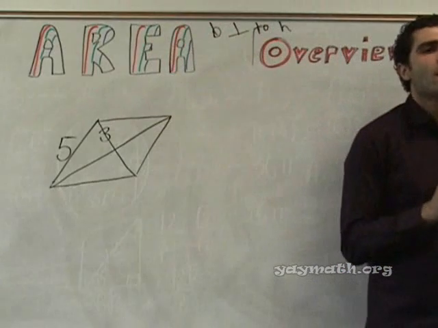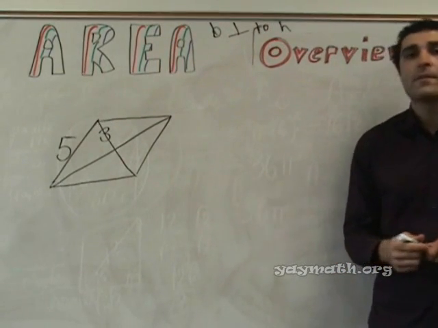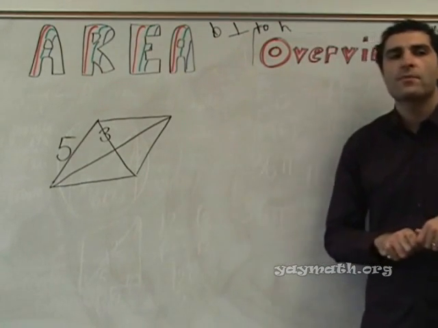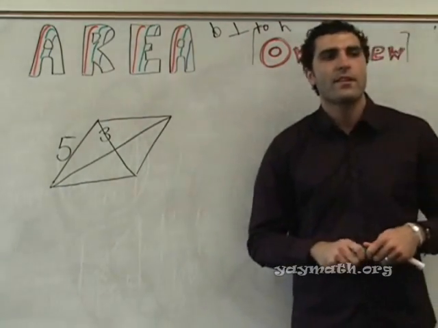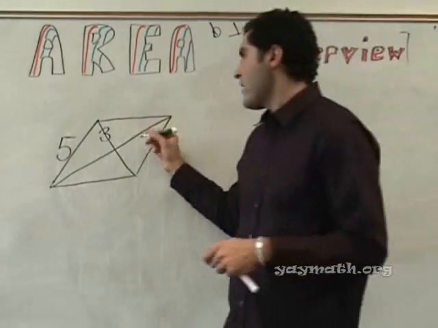Okay. Please find the area of the rhombus. And what we're going to do is we're going to do it in two ways so we can really get a feel for it. So the area of the rhombus, we're saying it's a rhombus.